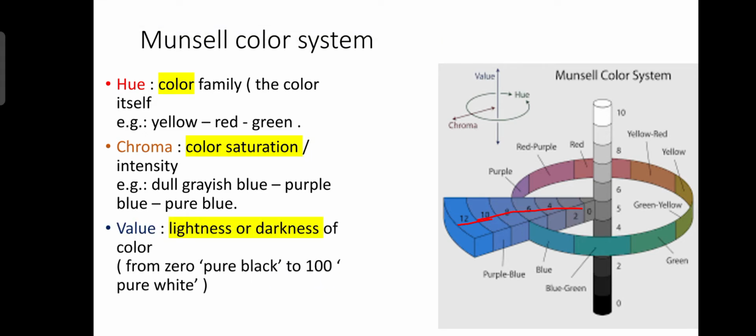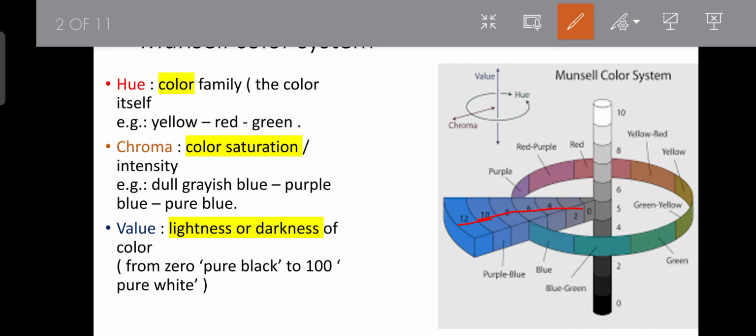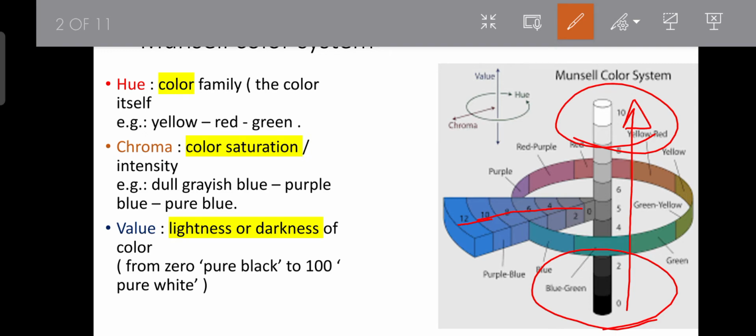Value. What does value mean? It means the lightness or darkness of the color. It goes from 0 to 10 or 100. 0 refers to a dark object or pure black color, and 10 or even 100 refers to pure white. So if I say the object has a high value, it means the object is lighter in color. If I say the object has a low value, it means the object is darker in color.